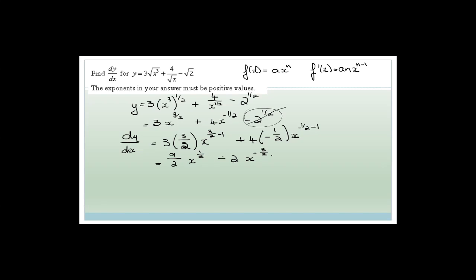Okay, so we still aren't finished because they want your answer to have exponents in positive values. So we have to fix that. So it becomes 9 over 2 x to the half minus 2 over x to the 3 over 2, and that's it. You can, if you really want to, change this back to square roots, but they do say the exponents in your answer must be positive values. So they are expecting there to be exponents in your answer.